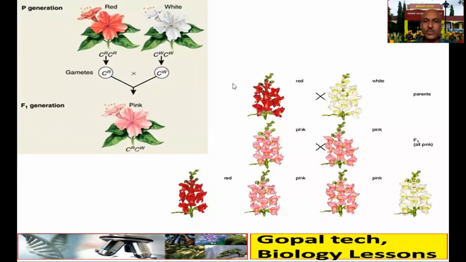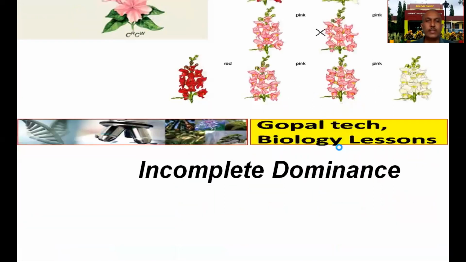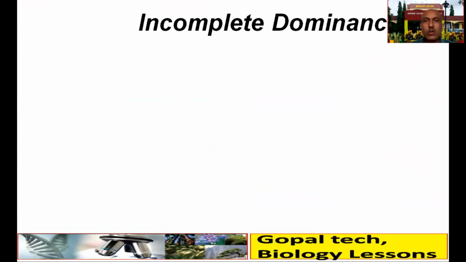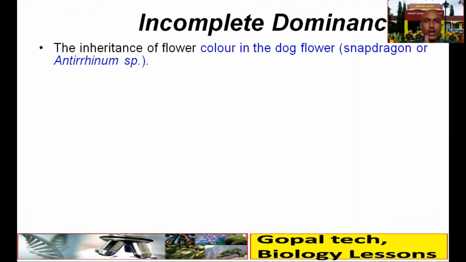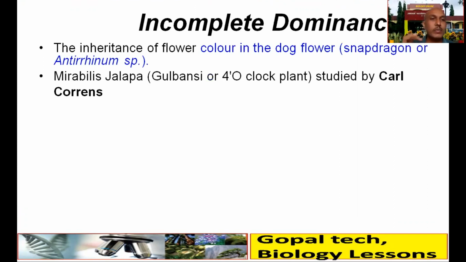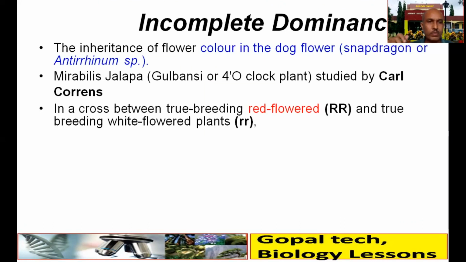You can see one more illustration now. That kind is called incomplete dominance. Now what is incomplete dominance here? It is the inheritance of flower color in the dog flower, snapdragon or Antirrhinum species. Another example is Mirabilis jalapa, that is Gulab Nasi or the four o'clock plant, studied by Carl Correns.